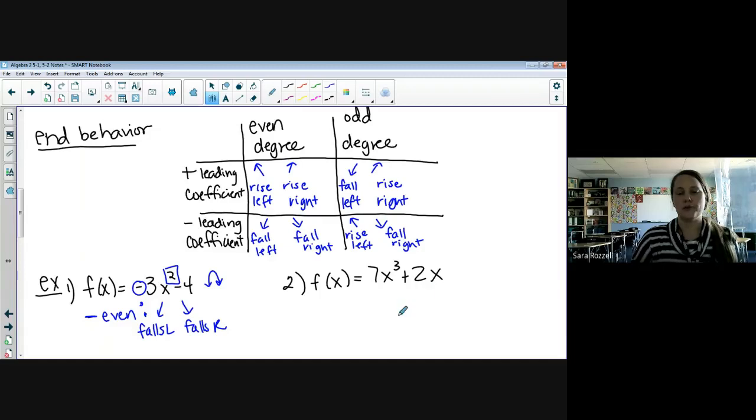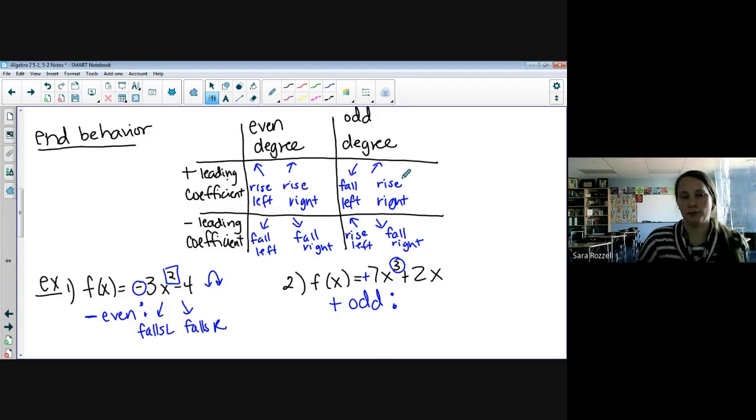Our second example, is this a positive graph or a negative graph? Positive, right? It's a positive 7. If a positive graph, our degree is 3. Is 3 even or odd? Odd. So positive, odd. We can go odd, positive, go to our box. And we know that our arrows are down and up.